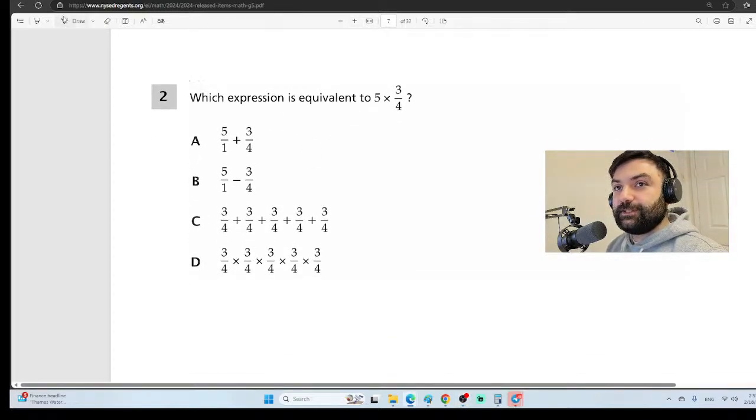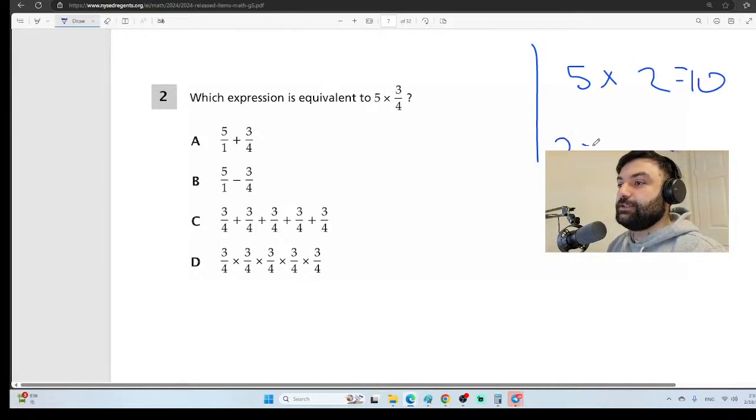Which expression is equivalent to 5 times 3/4? So multiplication was invented not to do a lot of additions. So that means that it's just going to be 3/4 added to each other 5 times. That's how it is. Because what is multiplication? When we have 5 times 2, what is it? It's 10, right? But it's 2 plus 2 plus 2 plus 2 plus 2. So this is how multiplication works. That's why the correct answer is C.